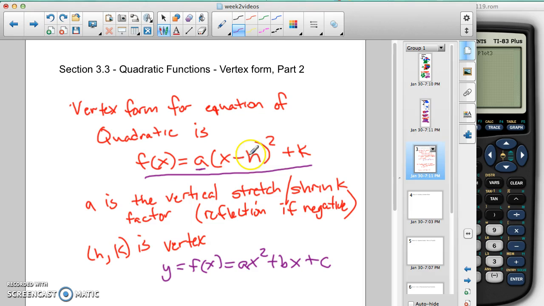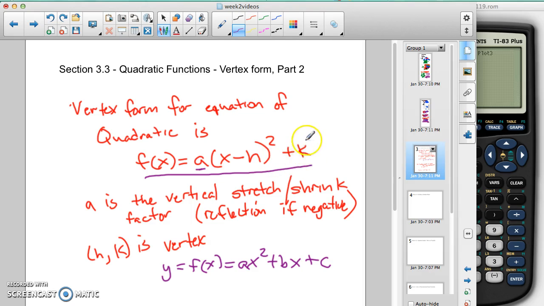H and K are just your horizontal and vertical shifts. This H shifts it right or left. The mistake I made in the last video is I treated it as the same number. We need to go the opposite value of H here. So if it's negative 5, we would move it right 5 units. If it's positive 3, we would move it left 3 units, or negative 3.